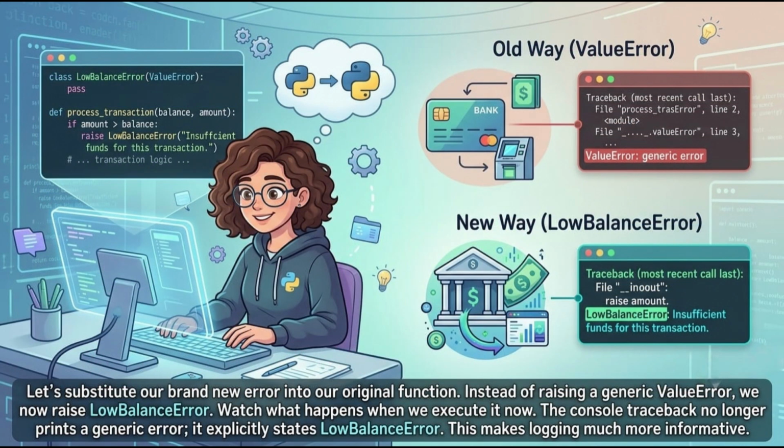Let's substitute our brand new error into our original function. Instead of raising a generic ValueError, we now raise LowBalanceError. Watch what happens when we execute it. Now, the console traceback no longer prints a generic error, it explicitly states LowBalanceError. This makes logging much more informative.